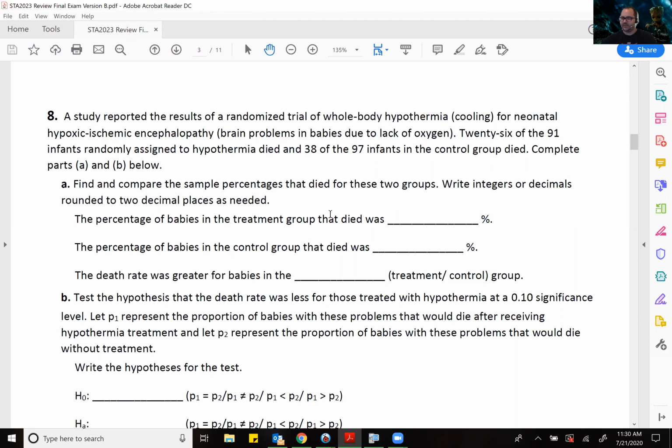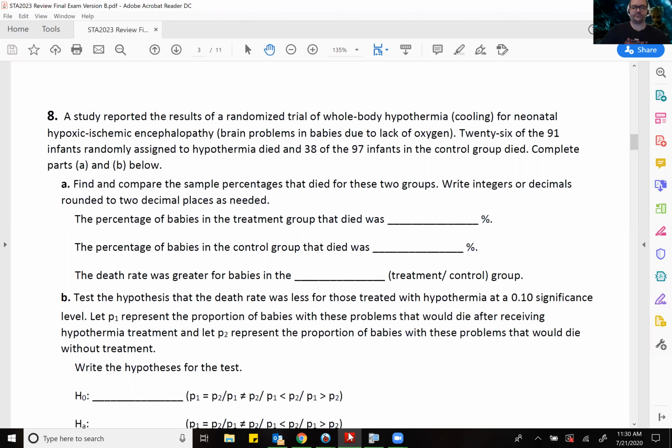And then we had a control group. Just going to write some information down. I'm going to jump over to our answer key page so we can talk some of this out. So control group. In the hypothermia group, it said we had 26 of 91. And in the control, we had 38 of 97.